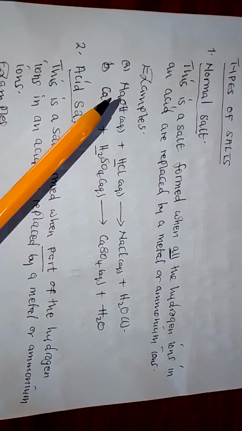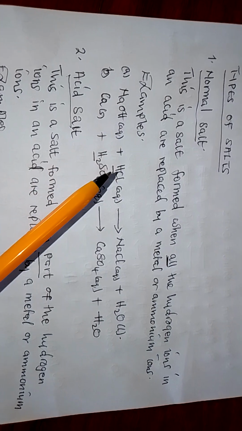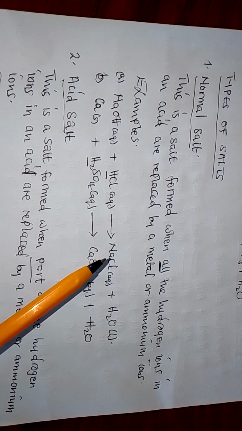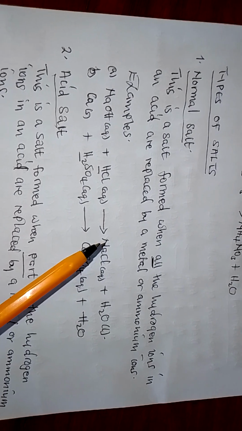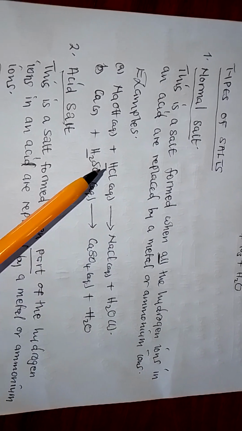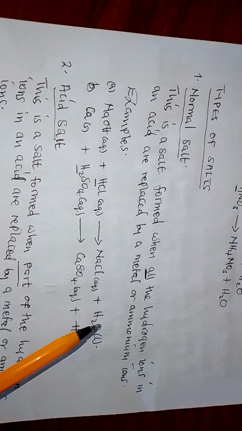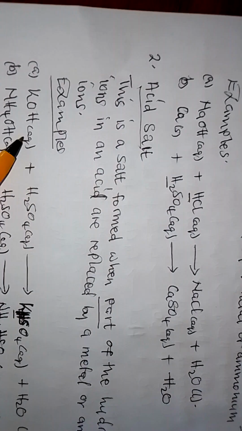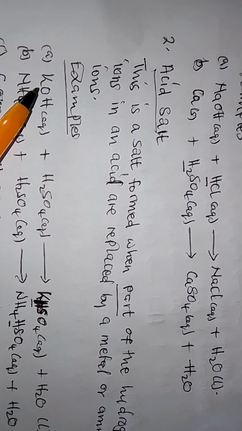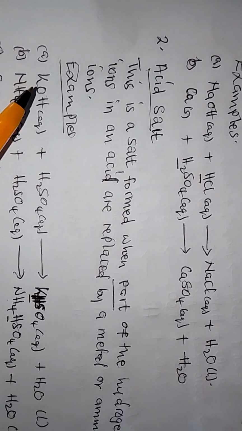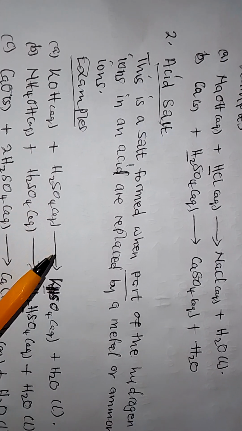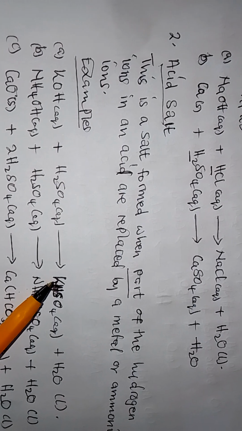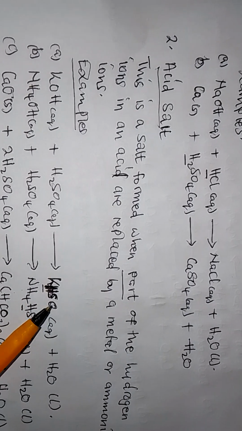You can see here, sodium hydroxide reacted with this acid HCl. Find that there's no hydrogen that is remaining in this salt formed, which means all the hydrogen have been displaced to form water here and a salt. Have you seen it? But here, look at this example. This is an acid salt. Potassium hydroxide reacted with sulfuric acid here. There is hydrogen remaining. This is the potassium hydrogen sulfate.